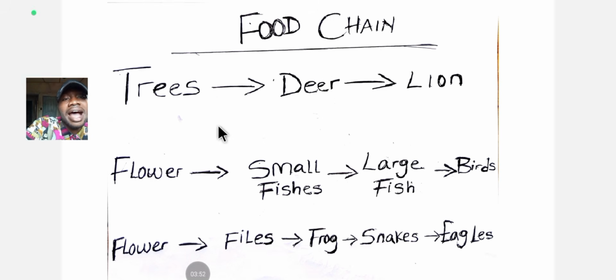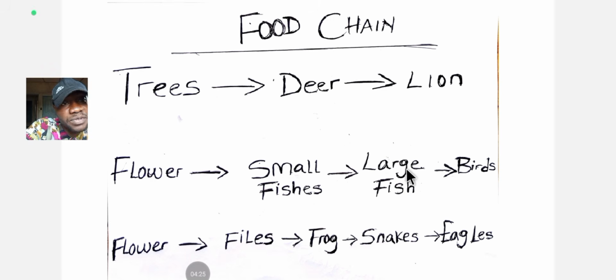That's it, food chain. Another one we have here, the second food chain, is flower, which is also a plant. Small fishes feed on the seaweed inside the sea, those flowers. So large fish will eat small fish. You can see the transfer of energy, the transfer of nutrient. Large fish like tilapia can feed on those small fishes. Then a bird like eagle, a carnivorous bird, will come and feed on the large fish.